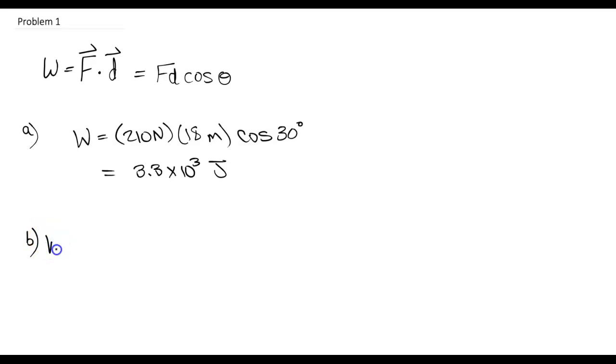For part B, the work, which is, as always, a dot product between the force and the distance, can also be given as the x component of the force times the x distance plus the y component of the force times the y distance. This is the other definition of the dot product.